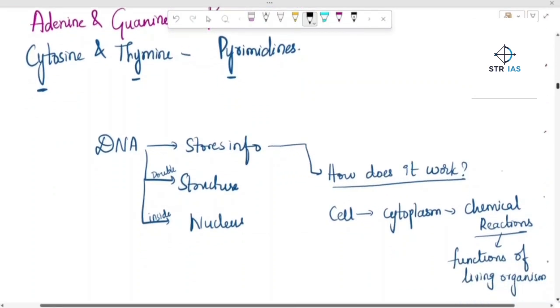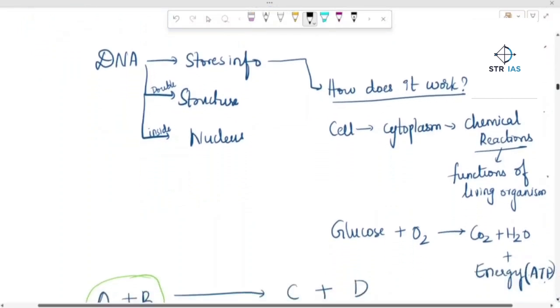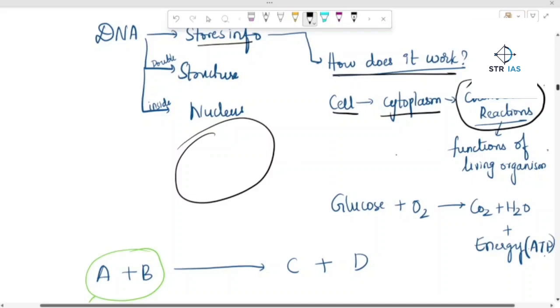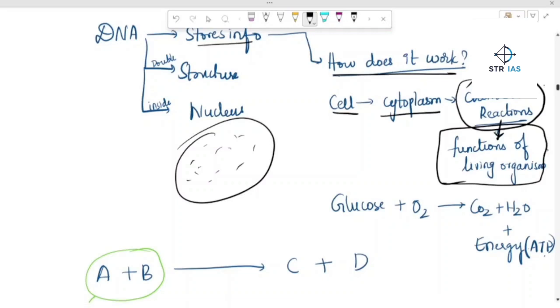So DNA stores information. How does it work? The cell has a cytoplasm, and in the cytoplasm chemical reactions take place. Cytoplasm is nothing but the fluid in which all the cell organelles float. These chemical reactions are helpful for the functions of living organisms: for us to see, to think, to walk, to eat, to digest. We need chemical reactions to happen in our cell, and that information is stored in DNA.